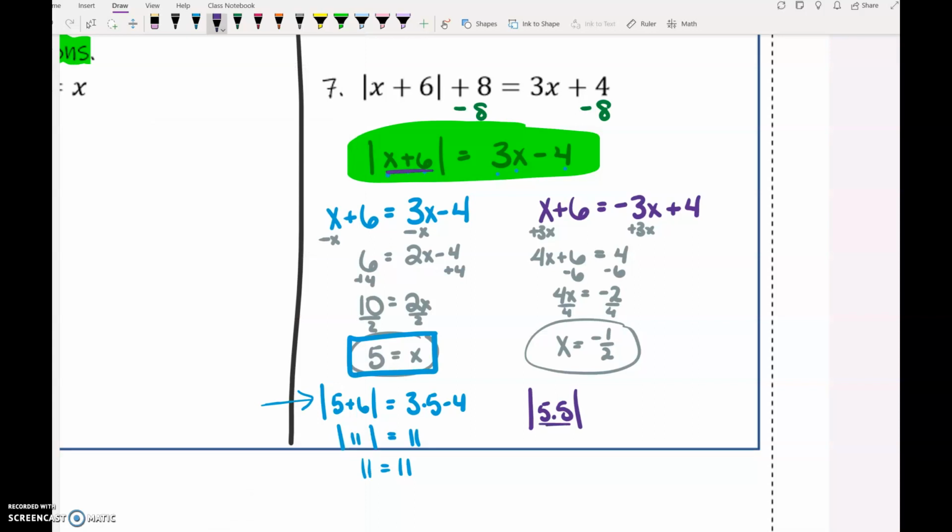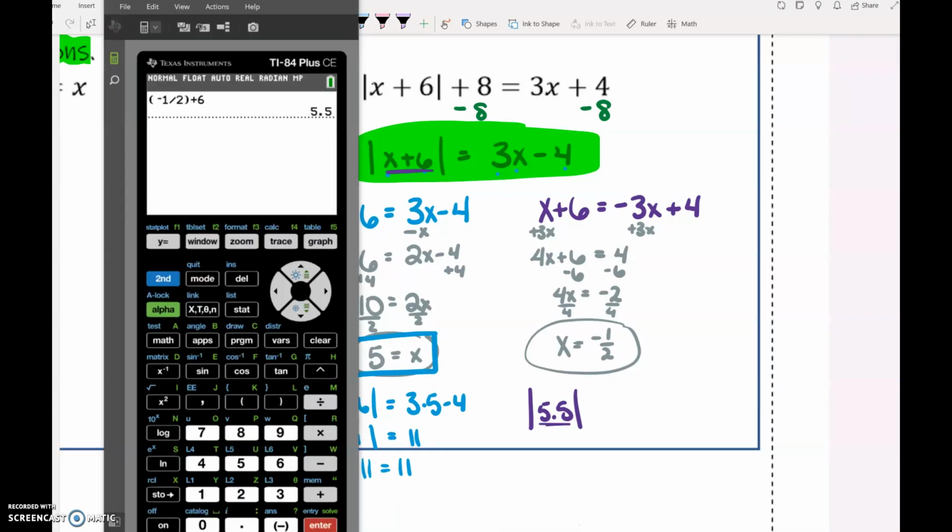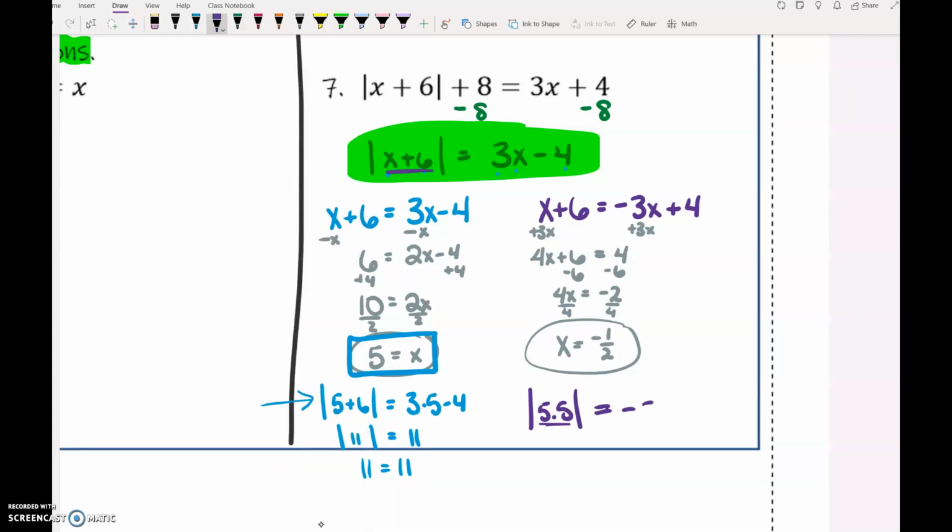And I got 5.5. Now I'm going to do the 3x minus 4. So 3 times negative 1/2 minus 4. My calculator says it's negative 5.5. Hold on, absolute value is going to give me positive 5.5, and it says it has to equal negative. Absolute value can't equal negative, so that's an extraneous solution. Now, sometimes both solutions will work. Sometimes one solution won't work. Sometimes both solutions won't work.